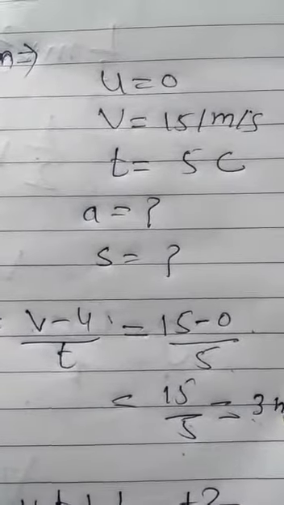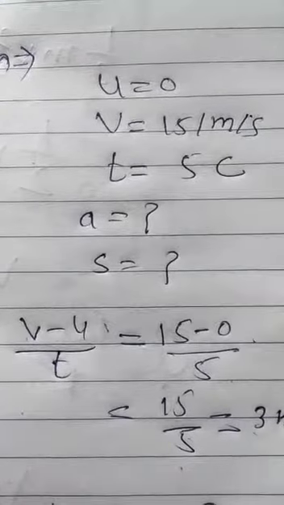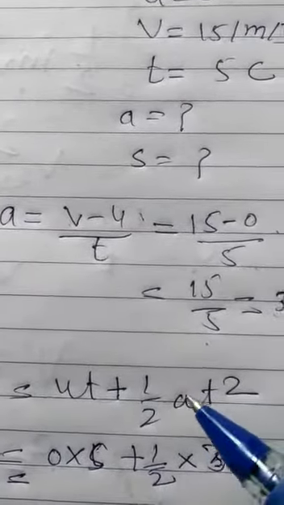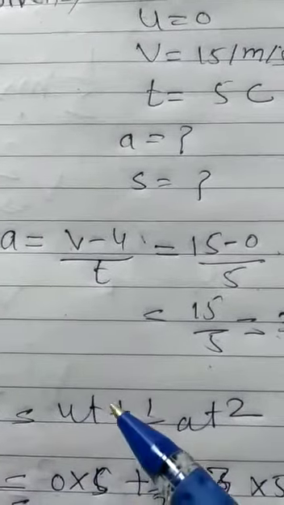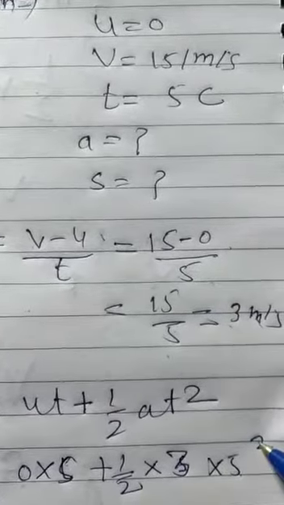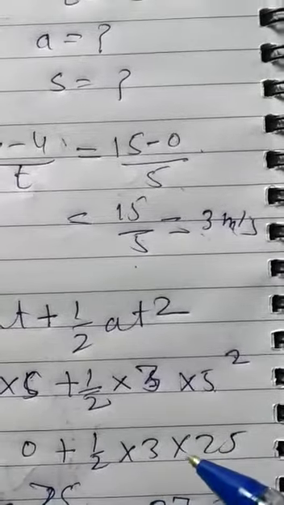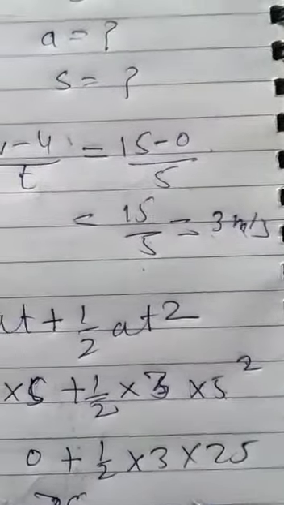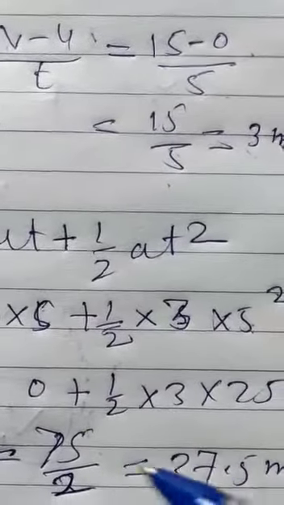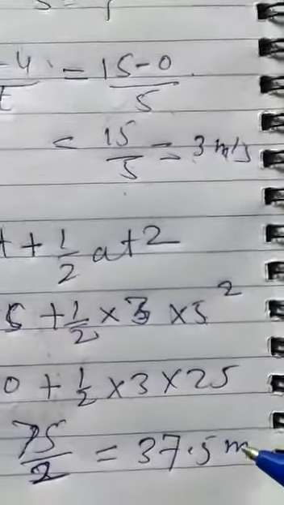It's clear. Now find the distance. We know the formula for distance according to the second equation of motion: s equals ut plus half at square. Now put your values: u is 0, t is 5, a is 3. So s equals 0 plus half into 3 into 5 square, because the square of 5 is 25. After multiplication we get 25 times 3 is 75 upon 2. 75 divided by 2 is 37.5 meters. Distance equals 37.5 meters.